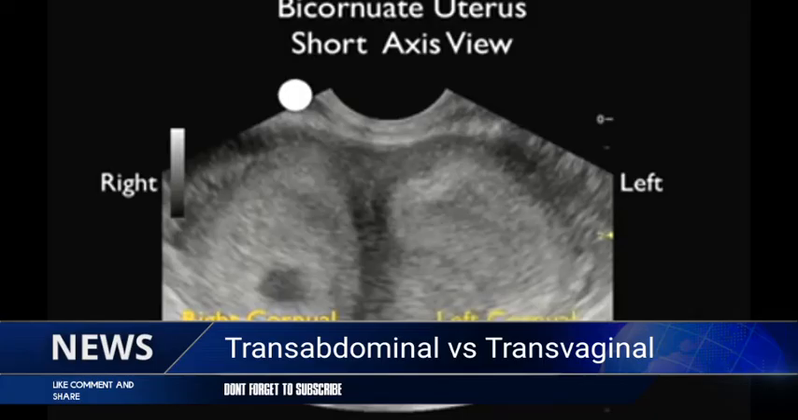We can see the right cornual limb and the left cornual limb, and we can see the midline septum extending down towards the middle and dividing the cornual limb in the bicornuate uterus. But let's look further at the right cornual limb, and what we see here is the gestational sac of an early pregnancy within the right cornual limb.